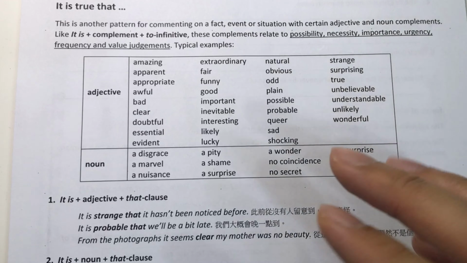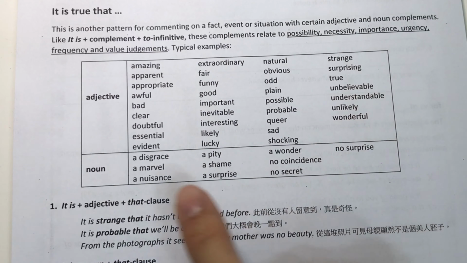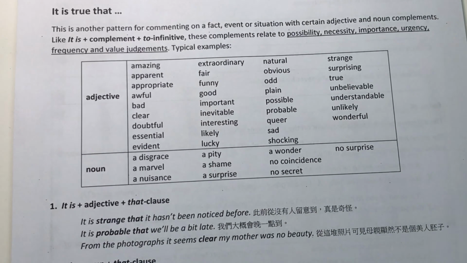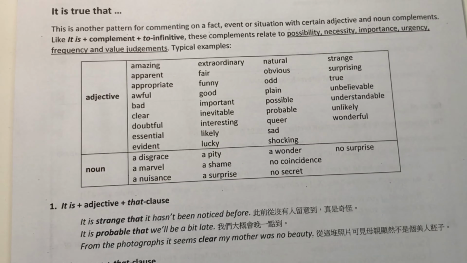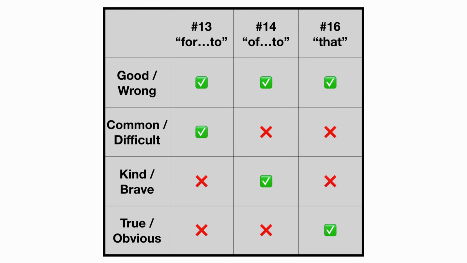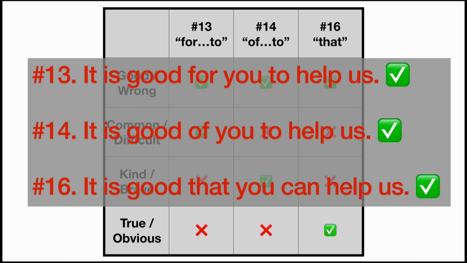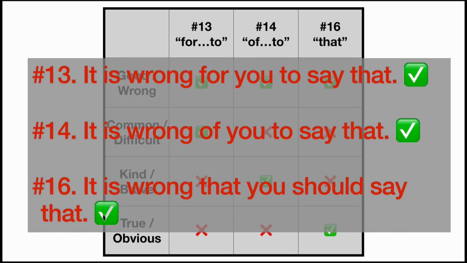Same as 13. And we can see some adjectives only for 16, some adjectives only for 13, and some adjectives for both. For example, look at this table and you can see a few adjectives and how well they go with these three sentence patterns. For example, you can say it's good for you to help us, it's good of you to help us, it's good that you help us. All three sound good. Likewise, it's wrong of you to say that, it is wrong that you should say that.